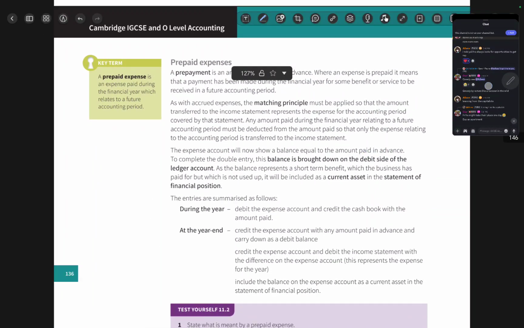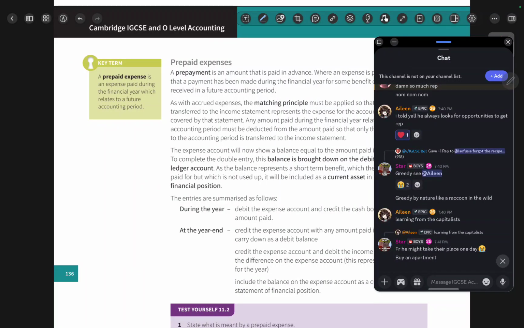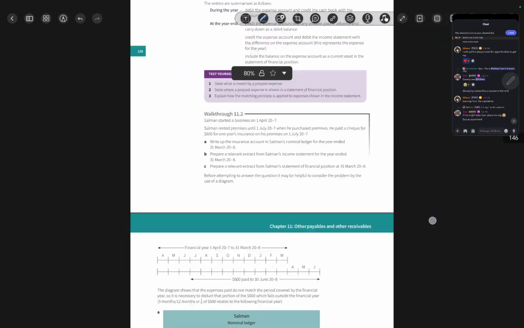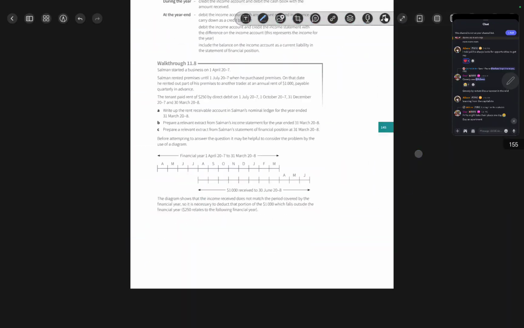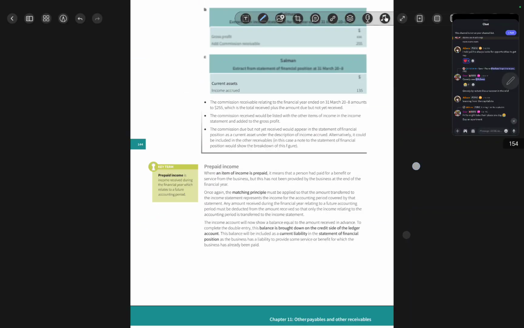Now, prepaid expense, man, am I going too slow or should I go fast? Like, should I go faster? Because it's already been 46 minutes and we have quite a lot left. We have to do income accounts as well.